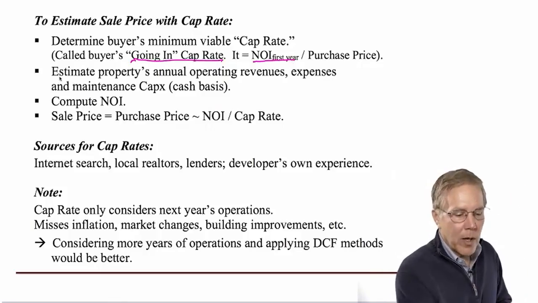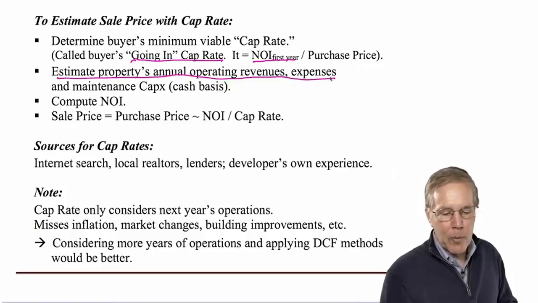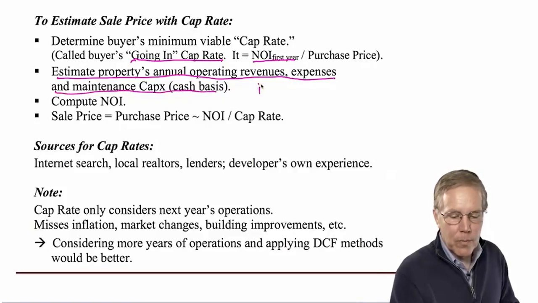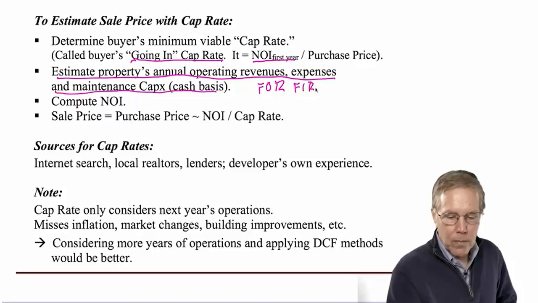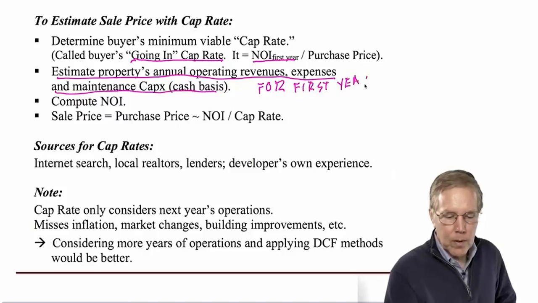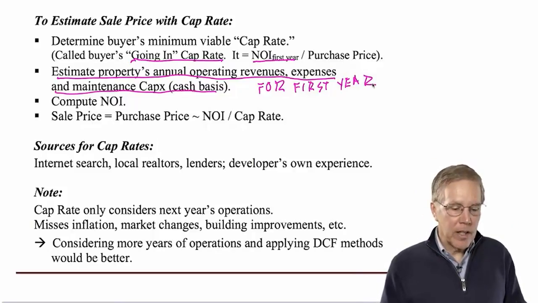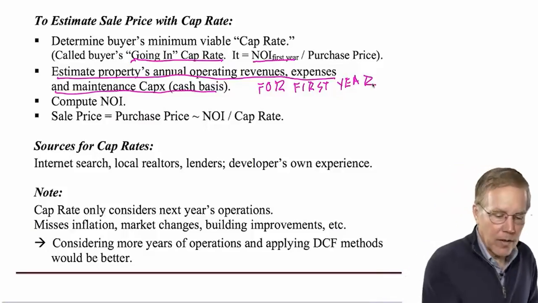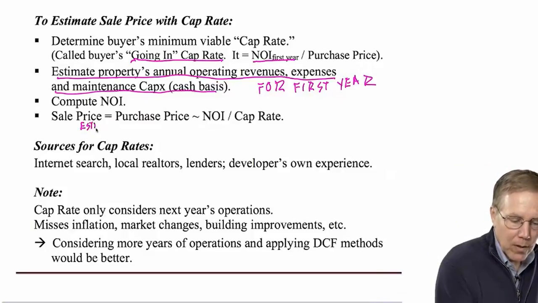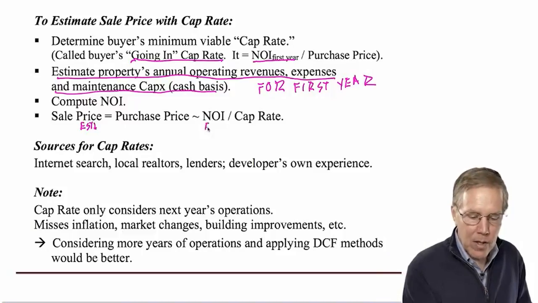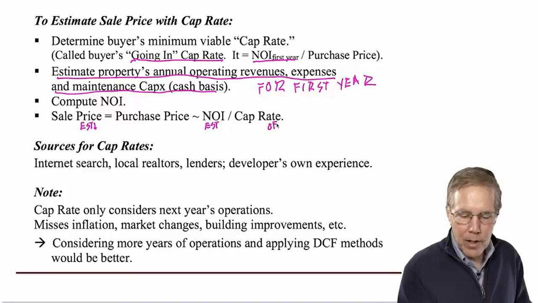So we do that, and then we go ahead and estimate their annual operating revenues, expenses, and maintenance CapEx for their first year. That's going to allow us to compute estimated net operating income for the first year. And then our sale price estimate is equal to the purchase price, of course, which is going to be pretty close, hopefully, to our NOI estimate divided by the cap rate of the buyer.